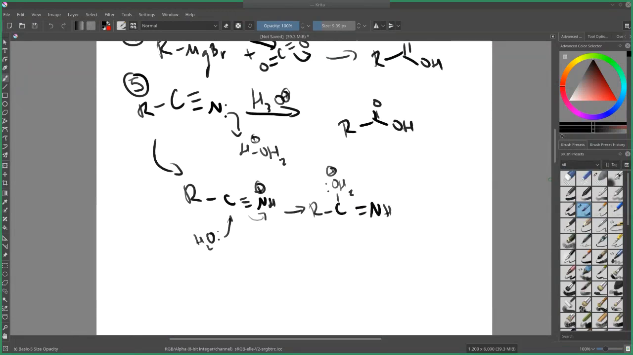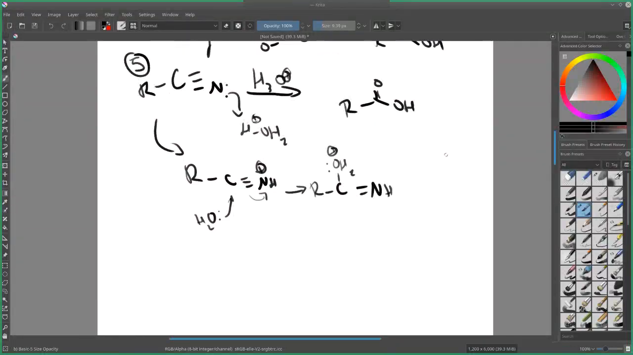Emily's asking in the chat now if this is the hydrolysis of nitriles, and yes, I think it is. That's what I would call it, because you're breaking up a nitrile into an acid with water, with H3O plus. Yes, I would say this is the hydrolysis of nitriles. That's a good way to call it. Hopefully that's what the book specifically calls it, but I'm not sure.